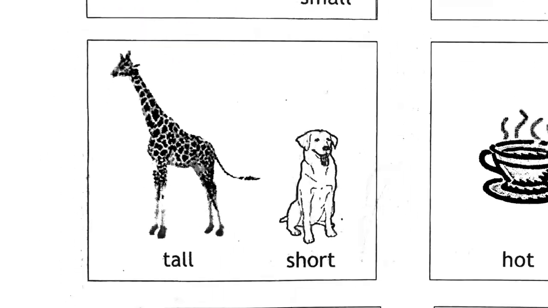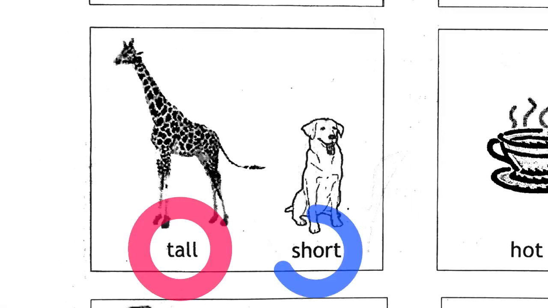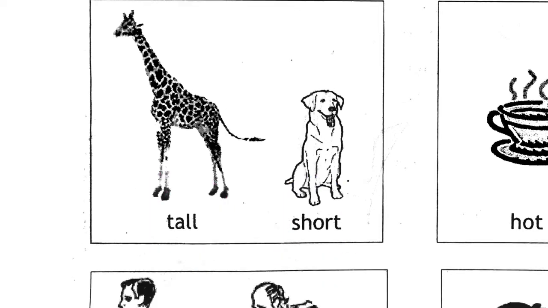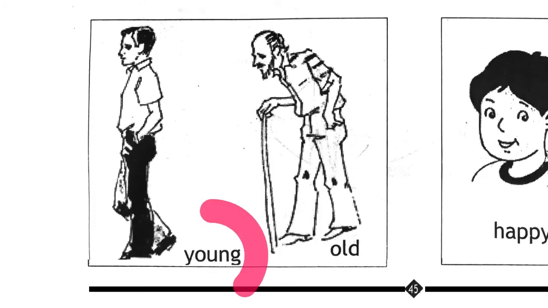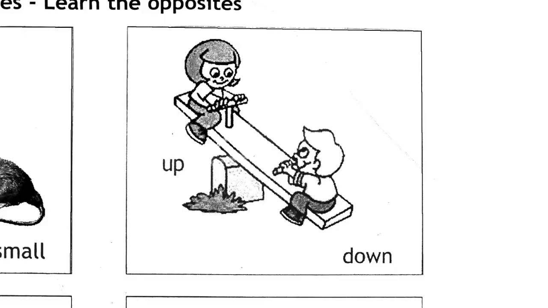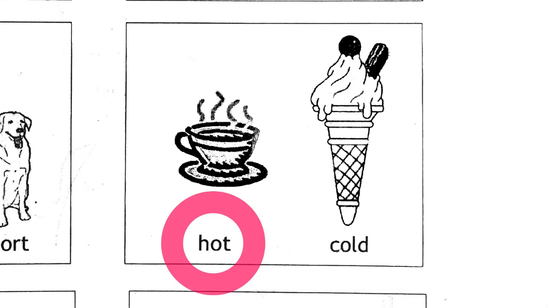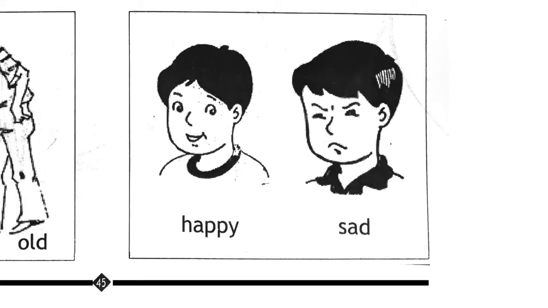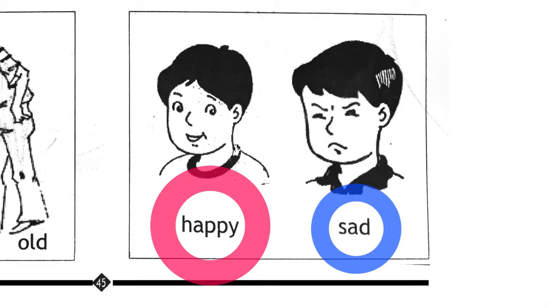Then tall, short. The opposite of tall is short. Then the opposite of young is old. Young, old. Then up. The opposite of up is down. Then hot, cold. So the opposite of hot is cold. And then happy, sad. The opposite of happy is sad.